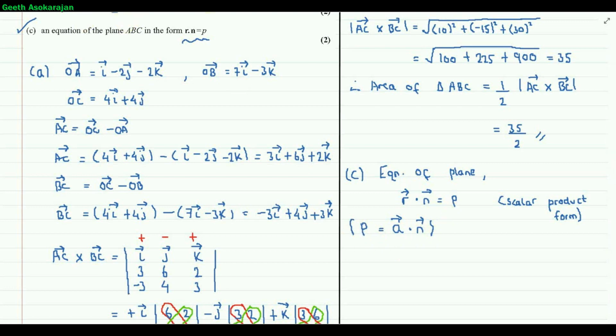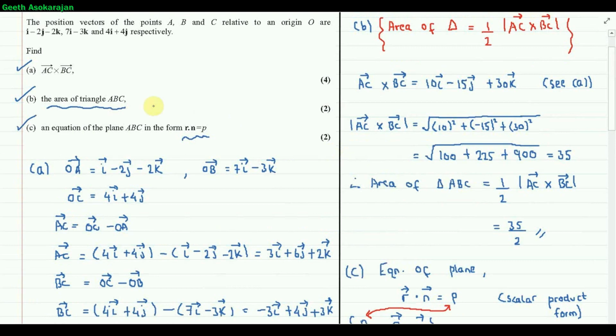So let me quickly take my red pen just to show you how we're going to calculate P, this scalar. Now going back to blue, just as a reminder, we're working out the equation of the plane containing these 3 points A, B and C.